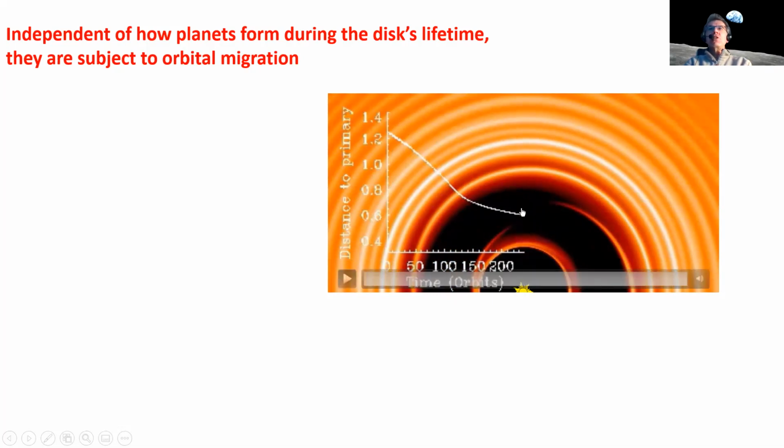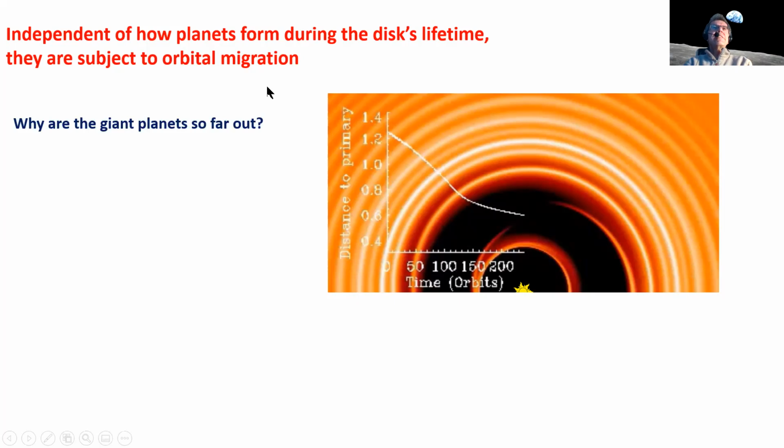In the type 1 regime, migration is proportional to the planetary mass. In the type 2 regime, migration depends mostly only on the viscosity of the disk. So migration is a fact. I mean, it's a principle of fundamental physics, and there is no doubt that planets have to migrate when they become massive enough in a protoplanetary disk.